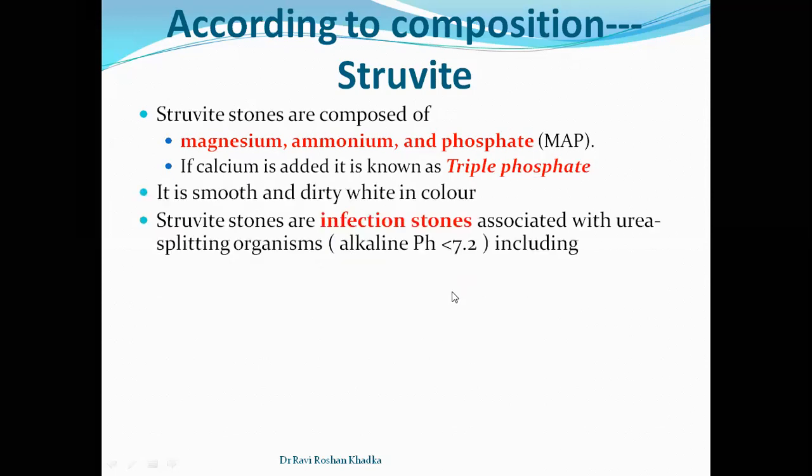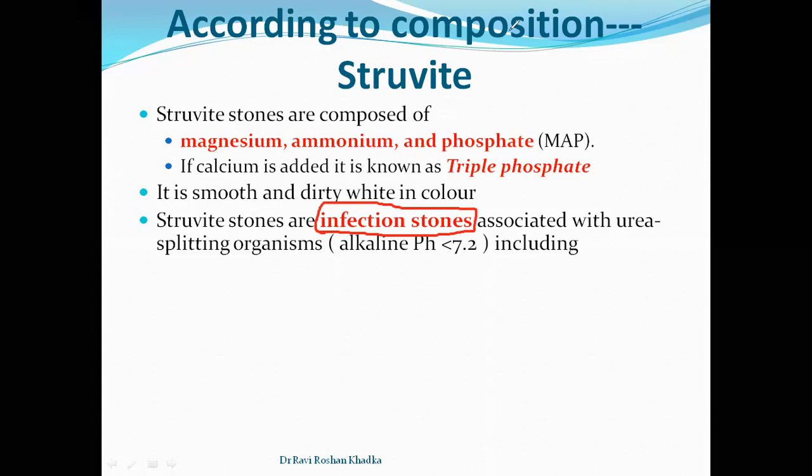The surface is very smooth compared to the oxalate stone, and it looks dirty white in color. And the very important thing is these stones are formed in infected urine, when the pH is increased to 7.2. We all know that the normal pH is acidic, but here whenever the pH is increased and reaches more than 7.2, then only this type of stone can be formed.